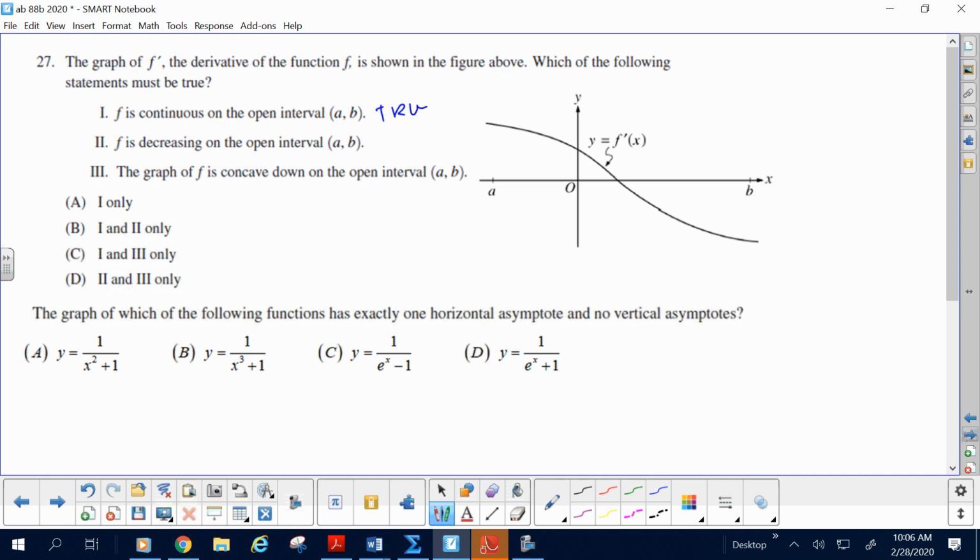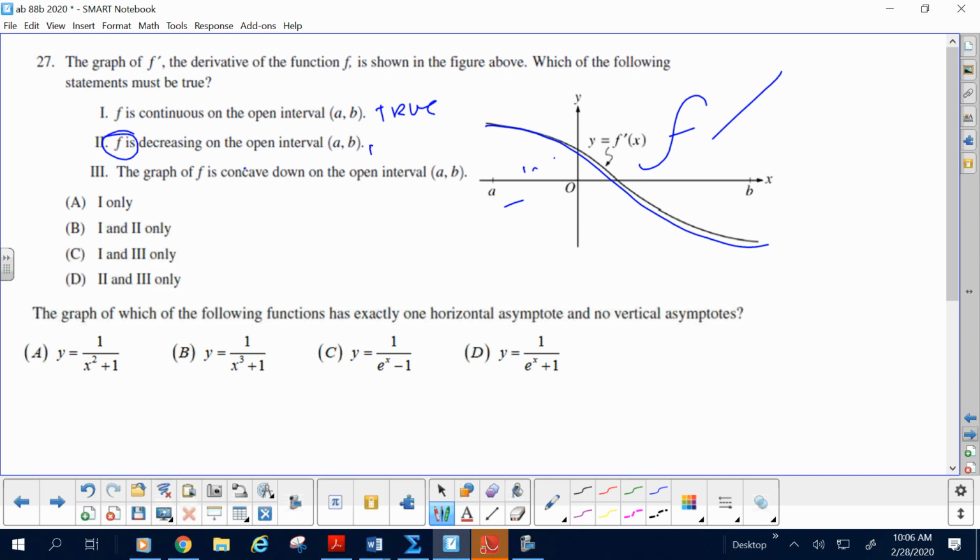1 is true. 2, f is decreasing on the open interval. Well, obviously, yes, it's decreasing, right? No. This is the graph of f prime, people. If you're thinking, yep, decreasing, maybe you should read for an actual subject. F prime is decreasing. That's not f. That's f prime. So to say yes on 2 is ridiculous. Okay?